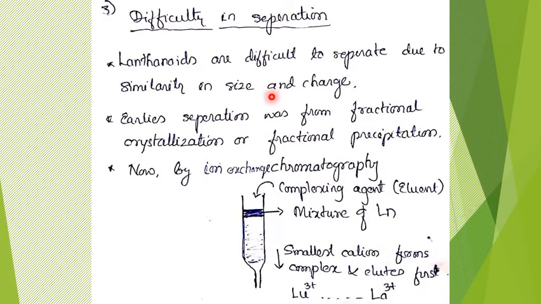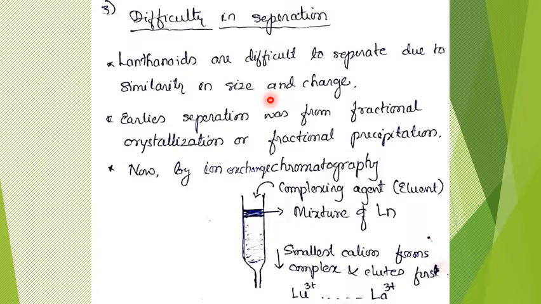Next consequence: difficulty in separation. Earlier it was very difficult to separate lanthanide compounds, and the reason was that lanthanoids are difficult to separate due to similarity in size and charge. As I have mentioned, though size varies, the sizes of all lanthanoid ions are not much different, they are comparable. Charge wise, usually they all have 3+ charge, right? Because of this similar charge and similar size, their chemical behavior is similar, and when chemical properties are similar, it definitely becomes difficult to separate them.